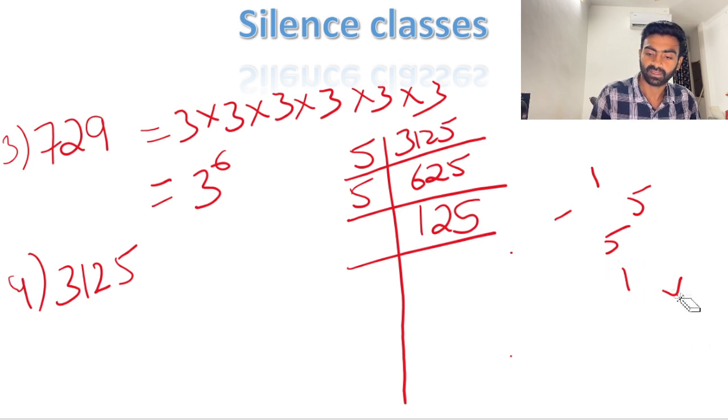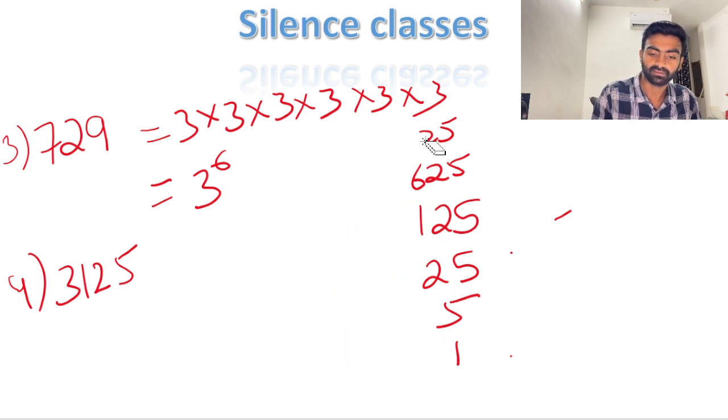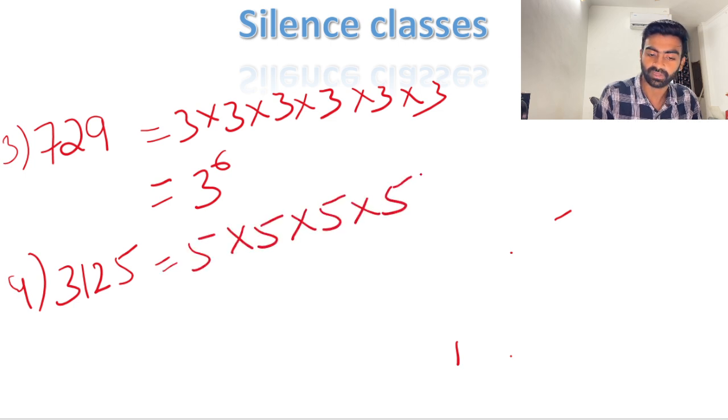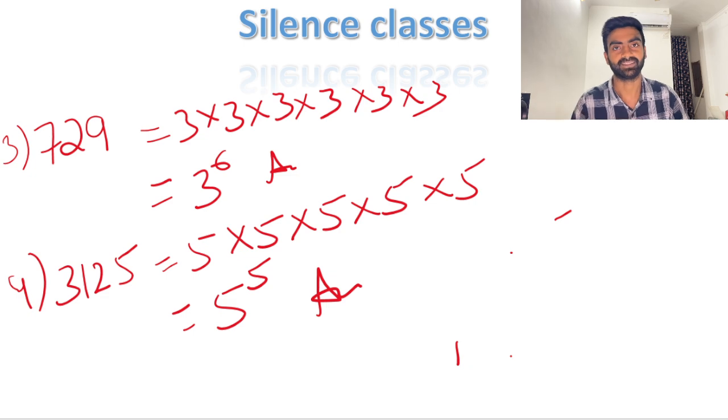Okay, now again it is divisible by 5. 5 twos are 10 and 5 fives are 25. 5 fives are 25 and 5 ones are 5. How many 5s are there? 1, 2, 3, 4, 5. 5 fives are there. So it is equal to 5 multiplied by 5 multiplied by 5 multiplied by 5 multiplied by 5. It means 5 to the power 5 is the answer.